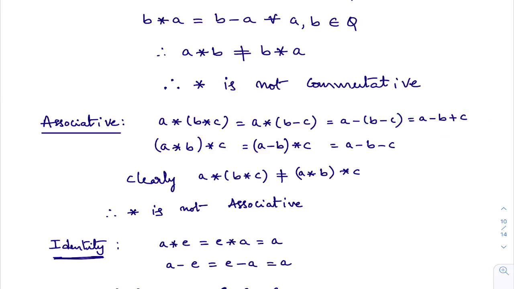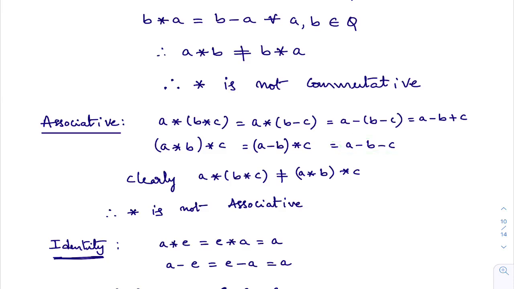Now (a star b) star c. A star b is defined as a minus b. Star c. Star operation between these two elements. What is the star operation between these two elements? A minus b minus c.